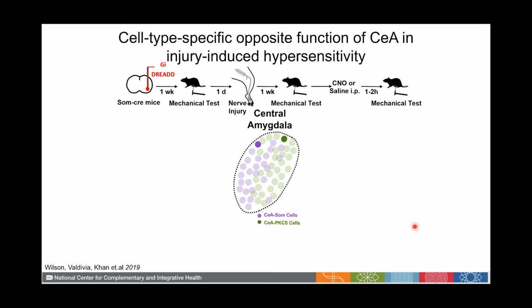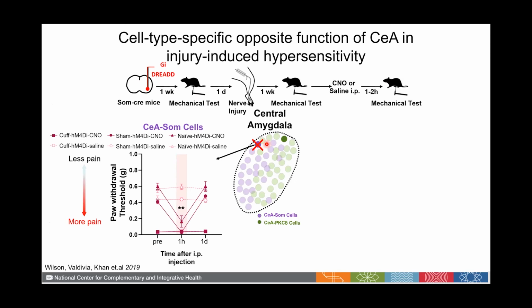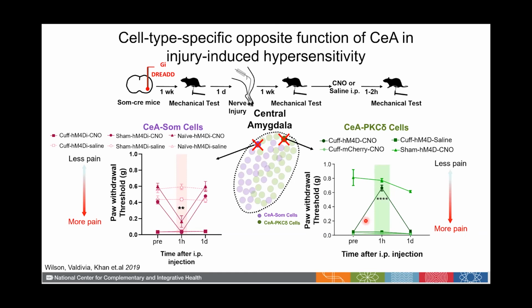So we did similar experiments to look at the functional contribution of the somatostatin neurons. And when we inhibit the somatostatin neurons, we see hypersensitivity in control animals that have no injury, demonstrating that inhibition of these cells is sufficient to drive hypersensitivity. And just as a parallel example, it's completely opposite to what we see when we inhibit the PKC delta neurons, where we see reversal of hypersensitivity.